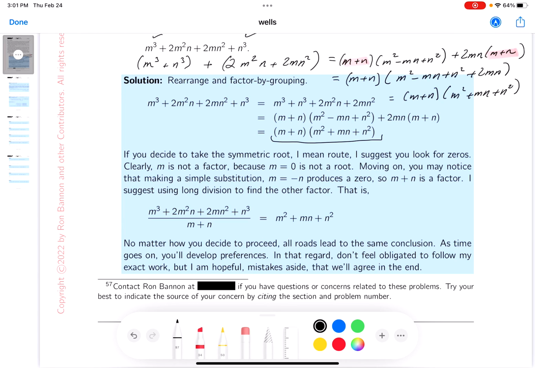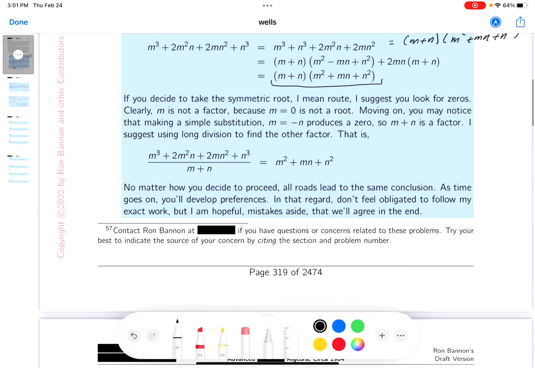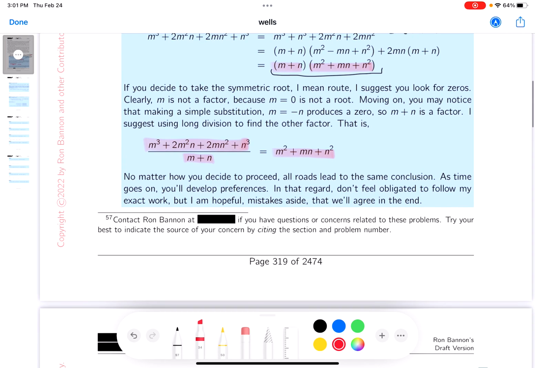I kind of see this as being a long-winded approach, but it does work. It does work out. And if you did that, and you might have done that, this leads to the same thing. It leads to m plus n times this. M plus n times this would give you back the original problem. So it goes on to say, no matter how you proceed, all roads pretty much lead to the same conclusion.